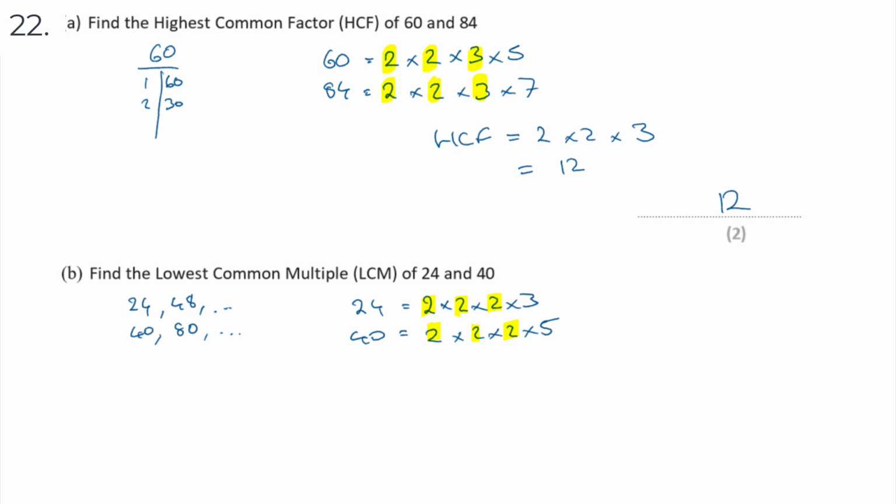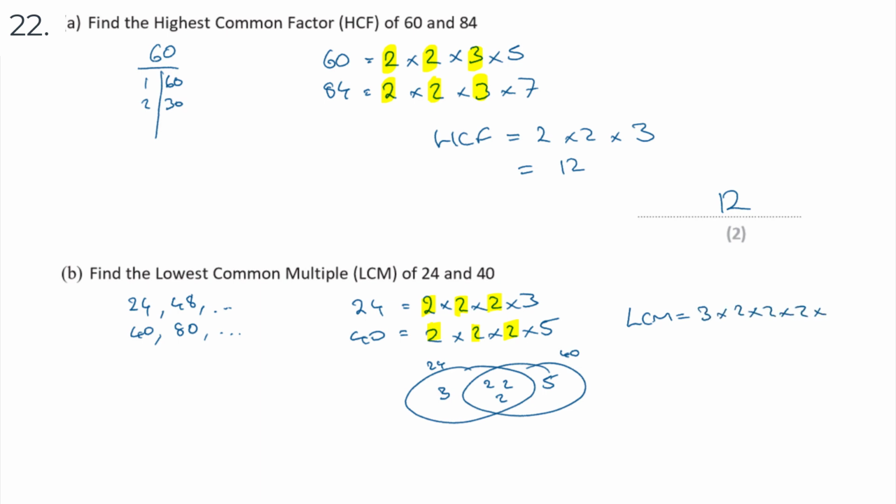Now the LCM you can do in one of two ways. Probably the easiest one to explain is to just draw a Venn diagram. So this is for 24's prime factors, and this is for 40's. Drop in the numbers that are in both in the middle, 2, 2, and 2, and put the factors that are not in both on either side. So the 3 is going to go here and the 5 is going to go here. Once you've got all your numbers in the Venn diagram like that, then the LCM is just going to be all of those numbers multiplied together. So 3 times 2 times 2 times 2 times 5.